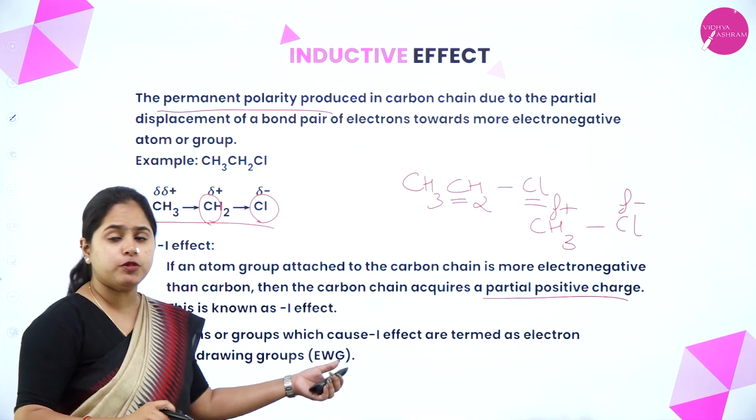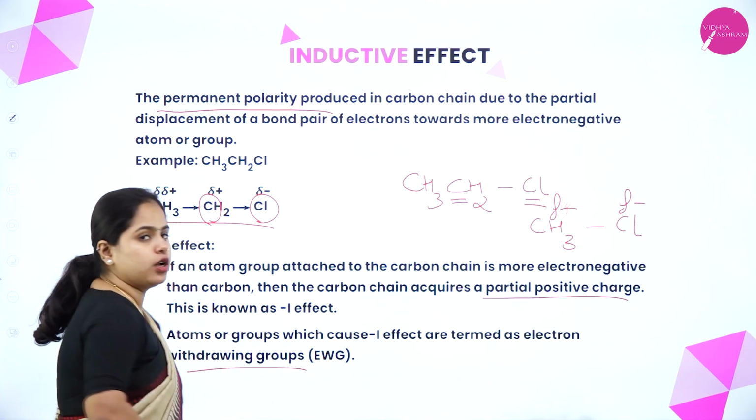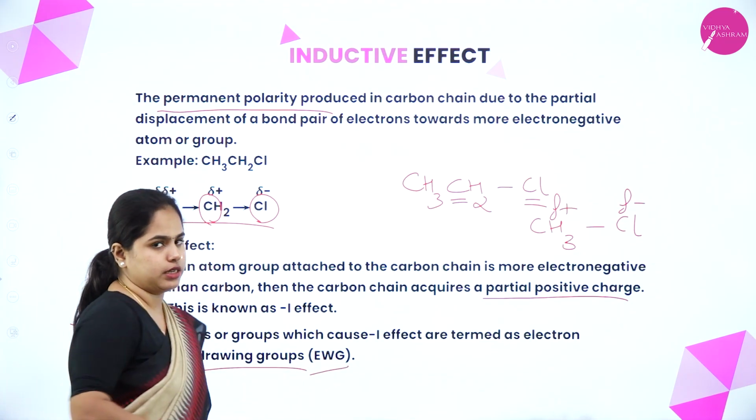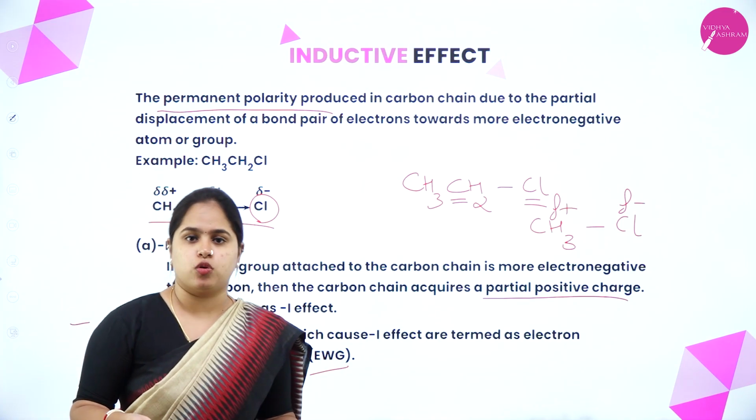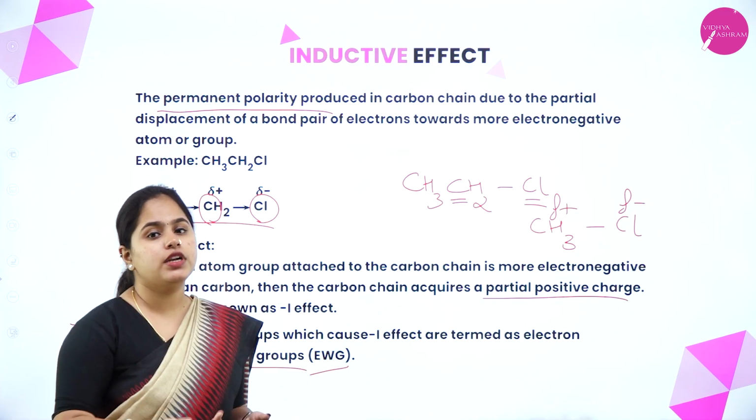And atoms or groups which cause minus I effect are termed as electron withdrawing groups, or EWG you can write it, electron withdrawing groups, right? So they take up the electrons. So they are electron withdrawing groups.